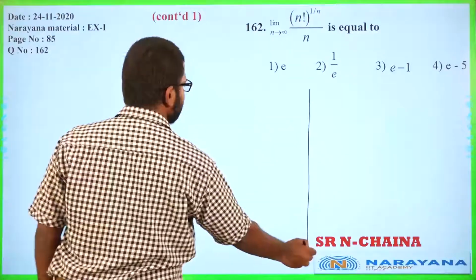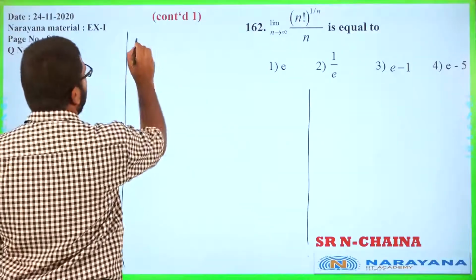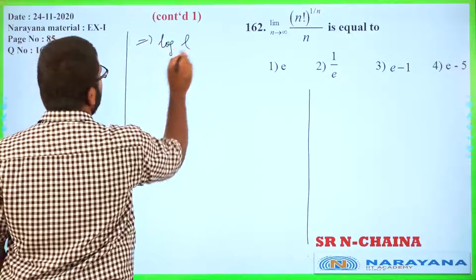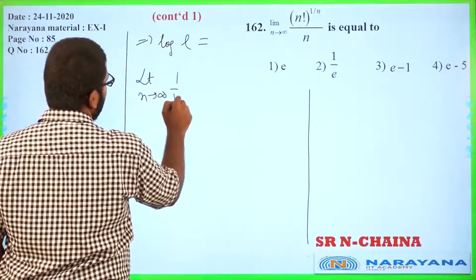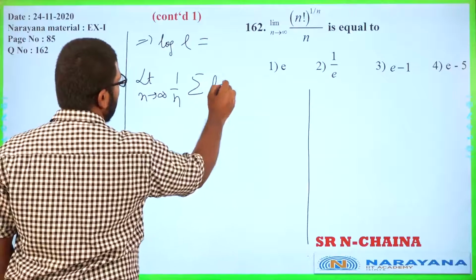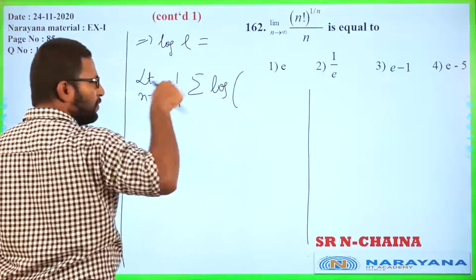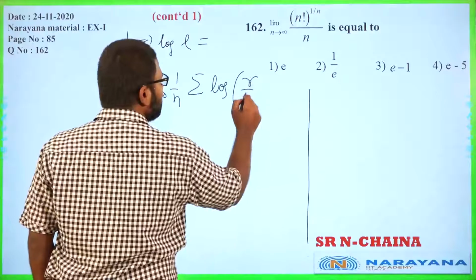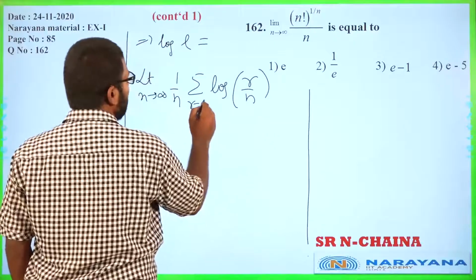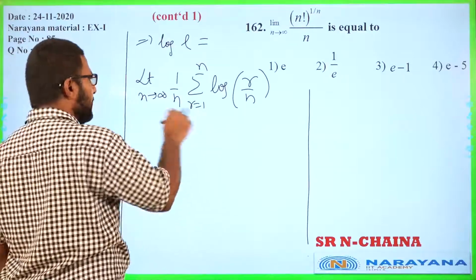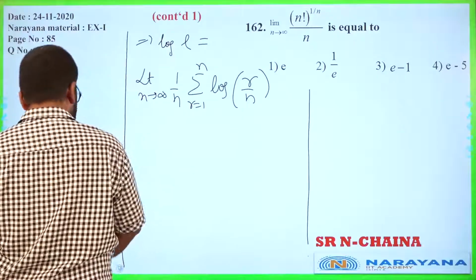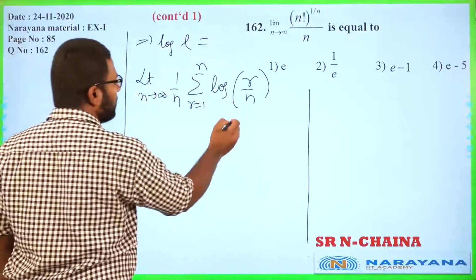Which means log L is equal to limit n tends to infinity 1 by n summation log of 1 by n, 2 by n, 3 by n, they can all be written as r by n. R goes from 1 to n, correct? Then you should realize that now everything fits into the format that you want.